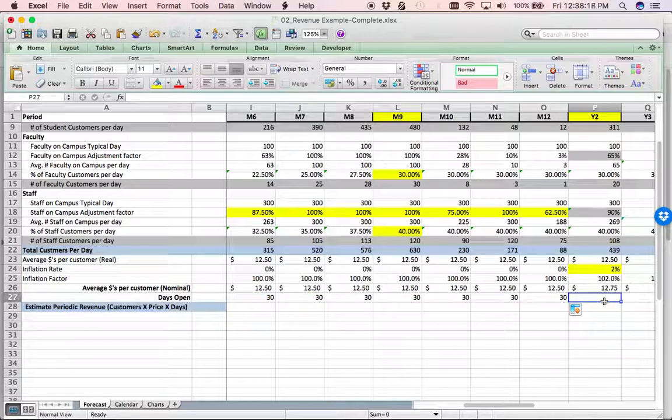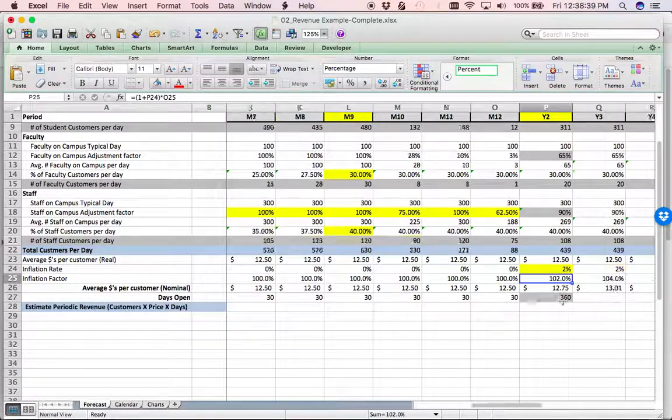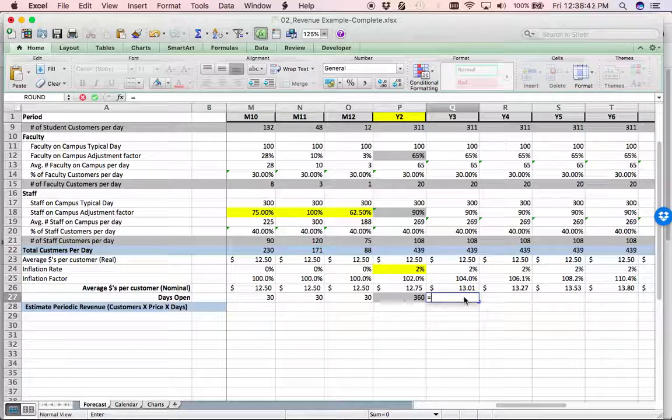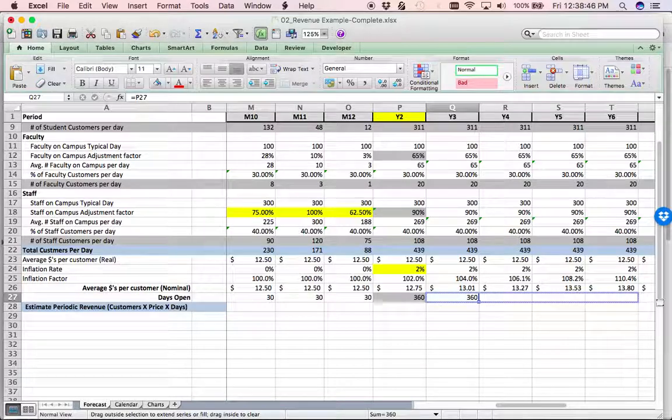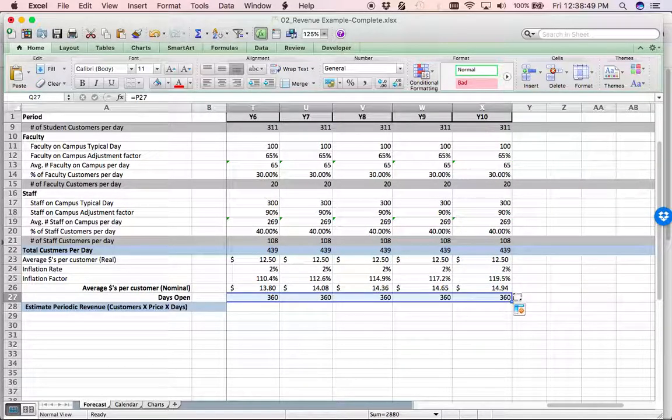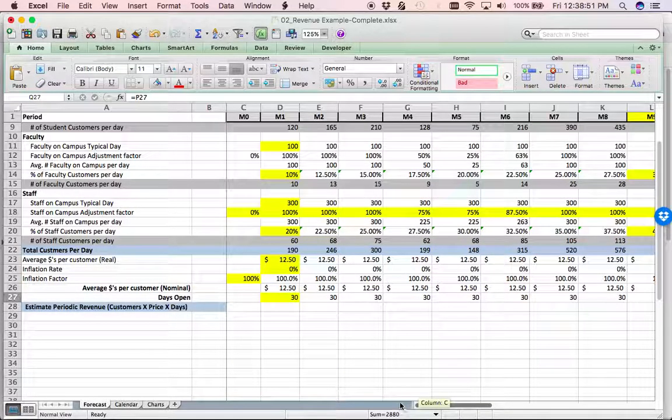Now, in year 2, we can't say we're going to be open 30 days because it's the whole period. So we're just going to say it's equal to 12 months times the amount per month, so 360 days. And I will just highlight that. It's a formula again. It's not a fixed amount, but the fact that it is a change in the formula means that I may want to go back and revisit that. So it just makes it easy for me to remember. Basically, we're carrying the 360 days all the way out.